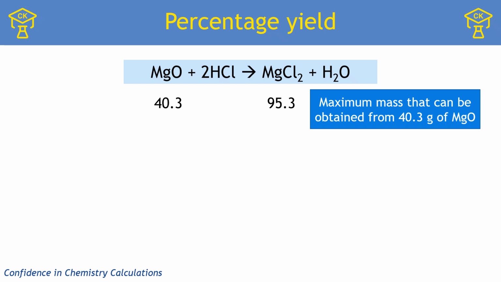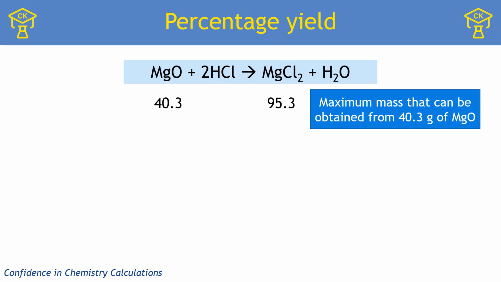That would be representative of a reaction with a yield of 100%. All of the magnesium oxide turned into magnesium chloride and all of it was purified and obtained at the end of the reaction. But in reality, percentage yields are very rarely 100%, and we'll look at some of the reasons for this later in this video.